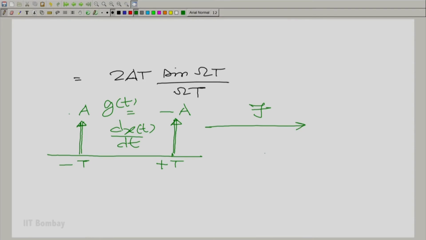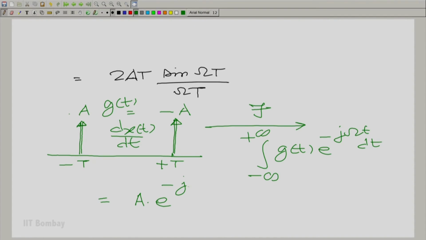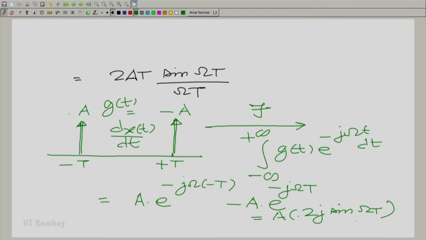So, what is its Fourier transform? Integral from minus infinity to plus infinity, as usual, g(t) e raised to the power minus j omega t. But then g(t) just has two impulses and the impulses simply pick up the values of the remaining integrand at the points where the impulses lie. So, you have A times e raised to the power minus j omega into minus T, minus A times e raised to the power minus j omega into T. This is the Fourier transform, which we can now simplify. So, it is A times 2j sin omega T, so simple.